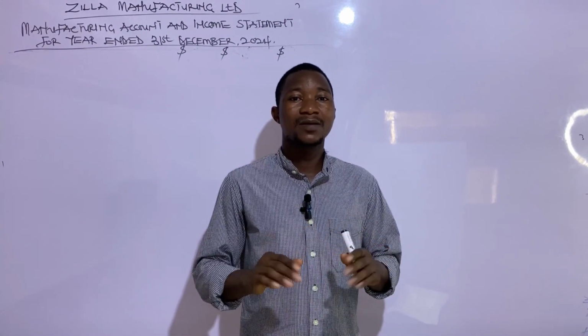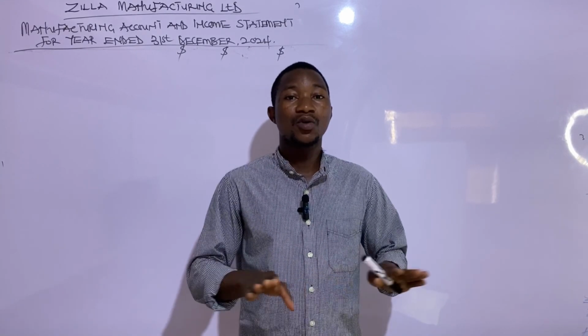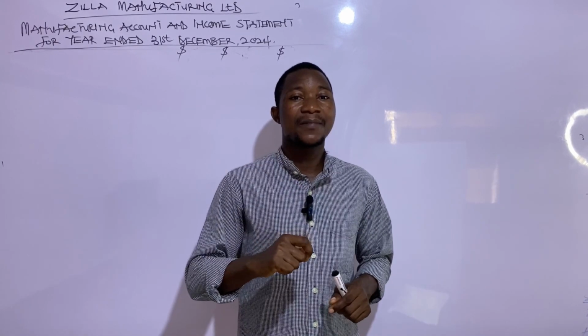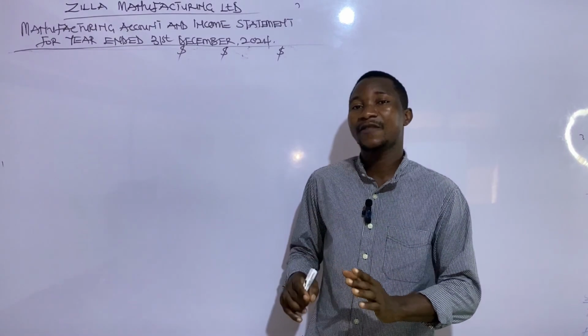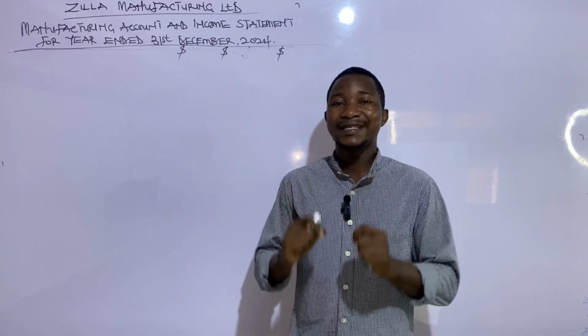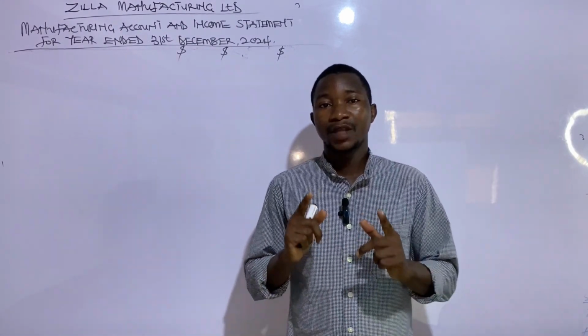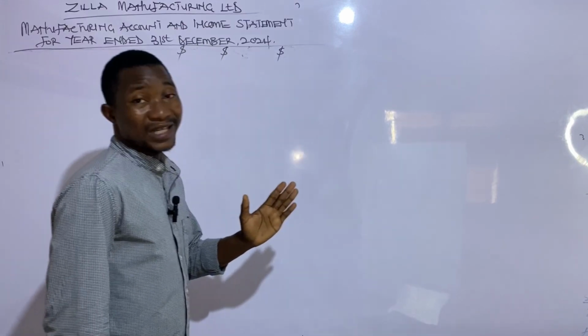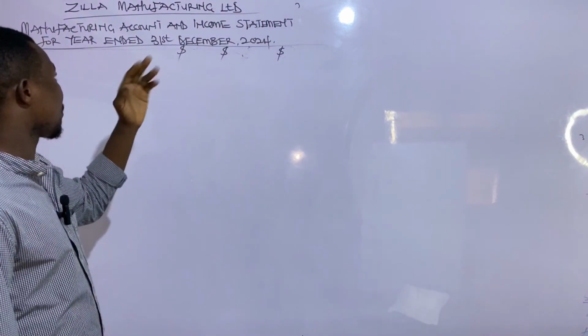Now, I normally tell my students that in solving a manufacturing account question, after going through the question, you have to determine what we call the cost structure, because the manufacturing account itself is basically prepared to determine a cost of production. So you have to first of all determine the cost structure. Now, in solving this particular question, you have to write the name of the company, that is Zola Manufacturing Limited.